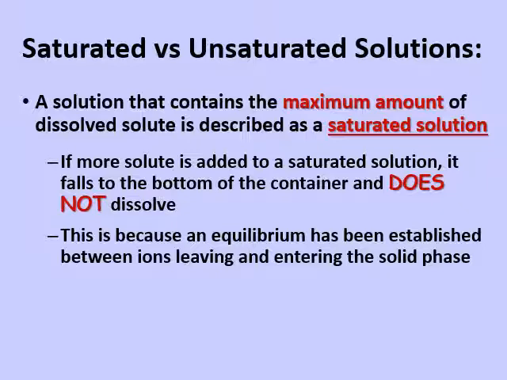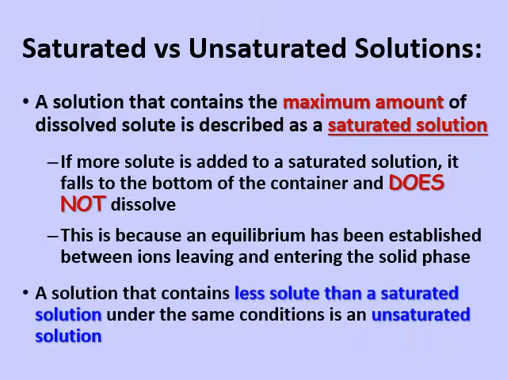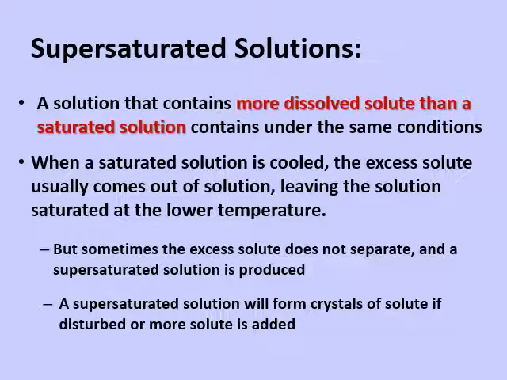This is because that equilibrium has been established between the ions leaving, so the ions that are falling out of solution, versus the ions that are entering into the solution. A solution that contains less solute than a saturated solution is simply called unsaturated. It's called unsaturated up until the point where it has reached that max, and that max is called the saturated solution. After the saturated solution, there are ways, as I said before, to actually end up dissolving more.